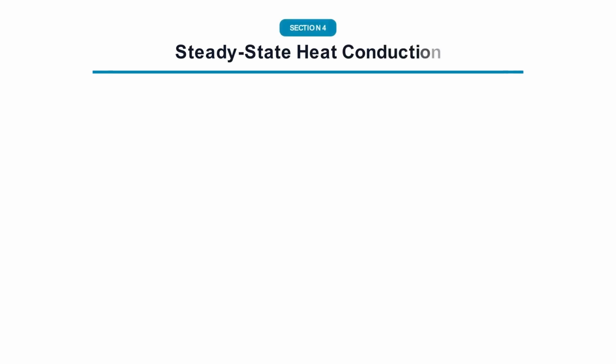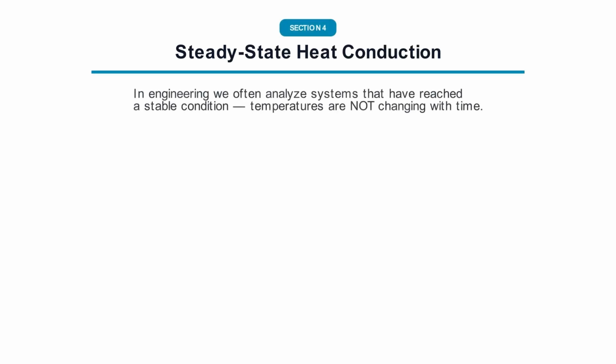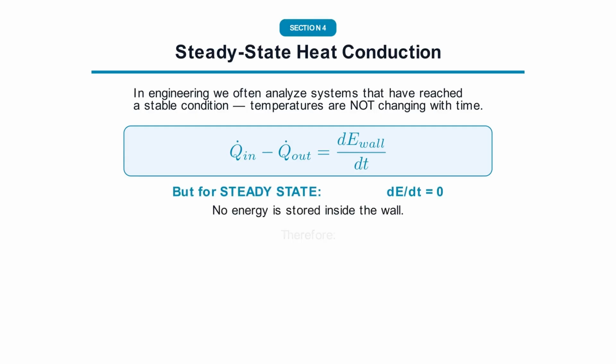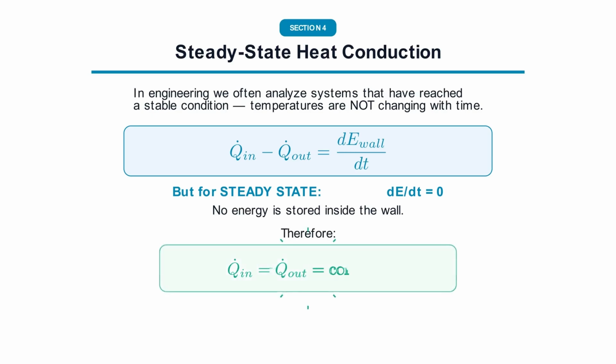Now, here's a key concept: steady-state heat conduction. In engineering, we often analyze systems that have reached a stable condition. The temperatures aren't changing with time. Heat flows in one side and out the other at the same constant rate. Mathematically, the energy balance for any wall is Q in minus Q out equals dE wall dt, where dE wall dt is the rate of change of energy stored in the wall.